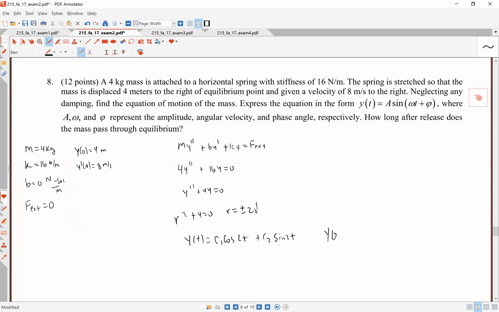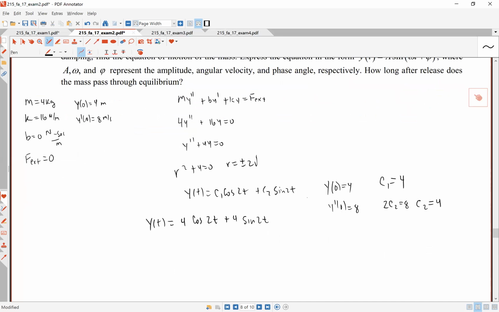If y of 0 equals 4, then that says c1 equals 4. y prime of 0 equals 8 says 2c2 equals 8, c2 equals 4. So y of t is 4 cosine 2t plus 4 sine of 2t.